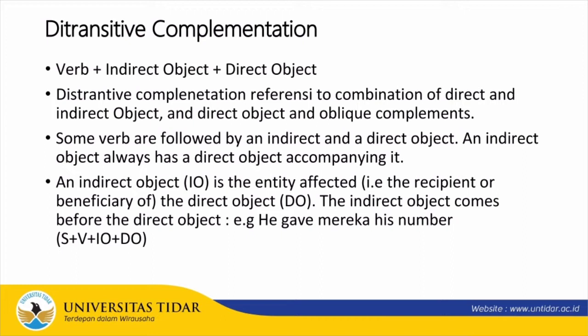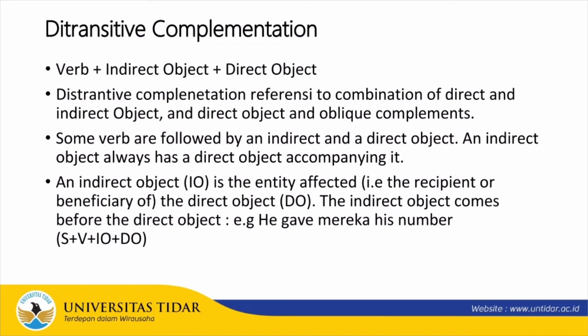Some verbs are followed by an indirect and a direct object. An indirect object always has a direct object accompanying it. An indirect object, or we can say IO, is the entity affected. The direct object, or DO, is the recipient or beneficiary. The indirect object comes before the direct object.